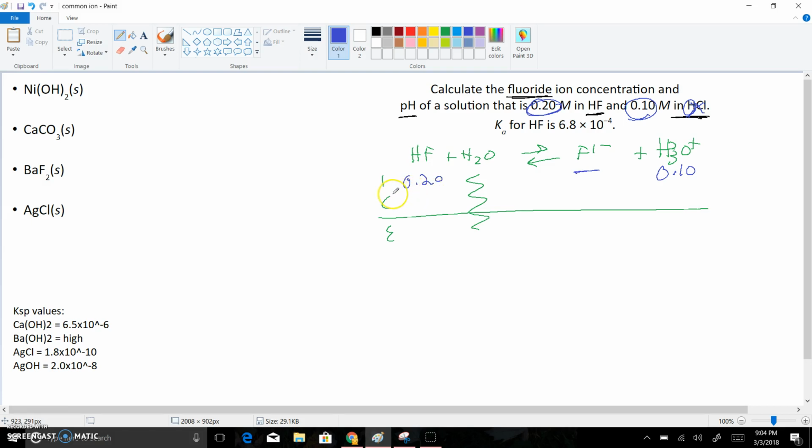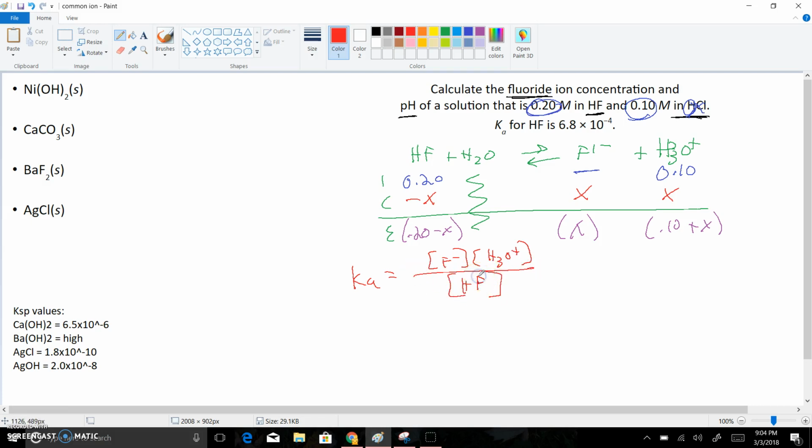Now I've got more HF here, so it's going to have to shift to create some fluoride ions, because if it doesn't have any fluoride ions, then its Ka is not where it's supposed to be. So in my shift, I'm going to lose HF, I'm going to gain some fluoride, and I'm going to gain some H pluses also. So now, in equilibrium, I've got 0.2 minus X, X here, and 0.1 plus X on this side. I'm going to put this into my Ka expression. Ka equals products, fluoride times H3O plus, over reactants, HF. There we are.